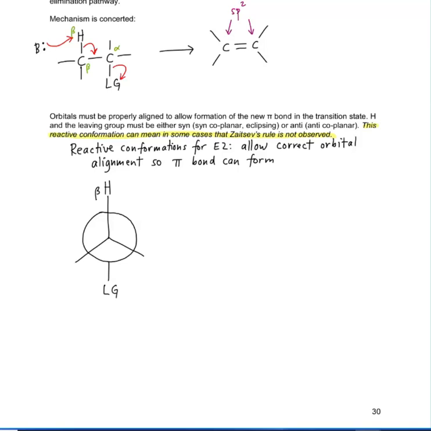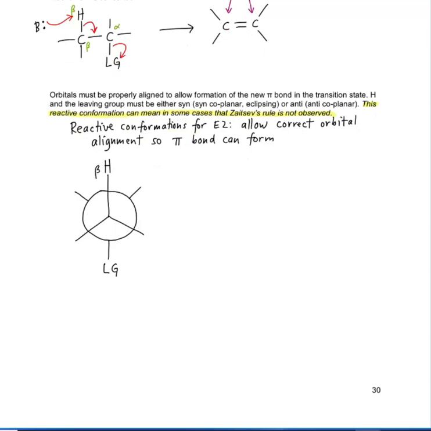One of them looks like this. You'll recognize this. I'm just not specifying what's at the ends of those four other bonds, just the beta hydrogen and the leaving group. What you'll recognize is that the beta hydrogen and the leaving group in this Newman projection are anti to one another. This is called an anti-coplanar arrangement. That's one of the reactive conformations that a molecule has to be in for E2 to occur.